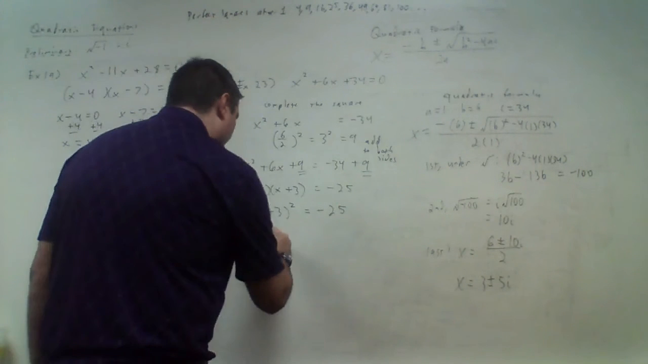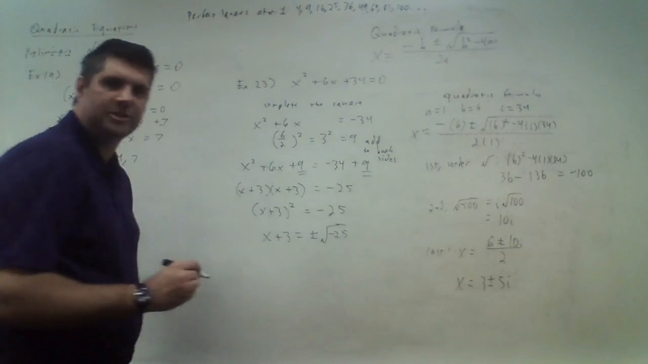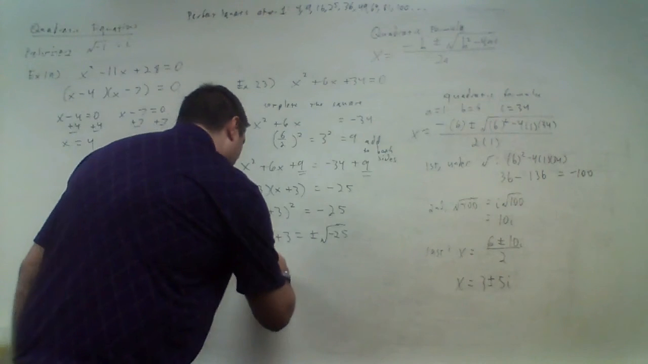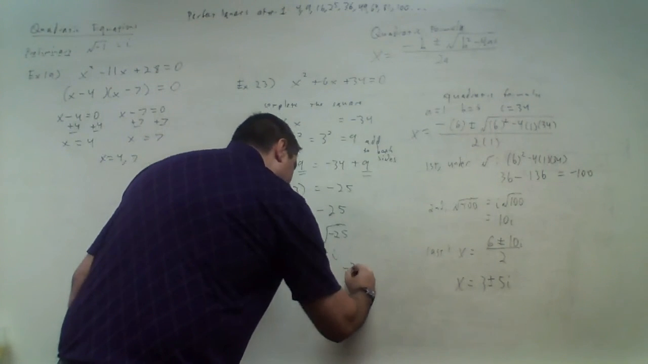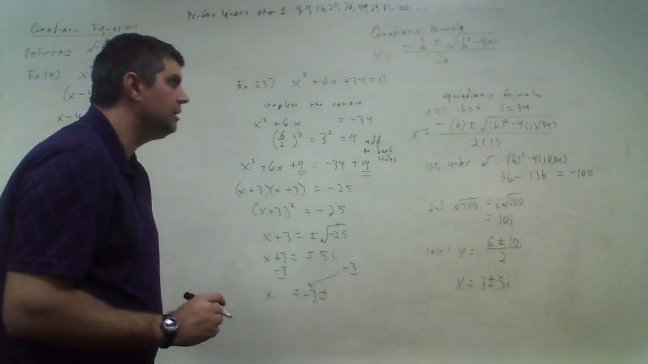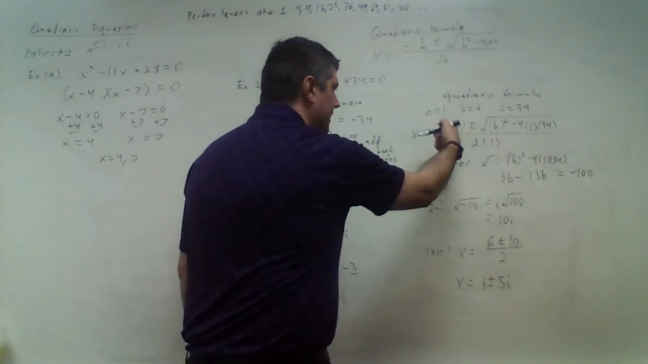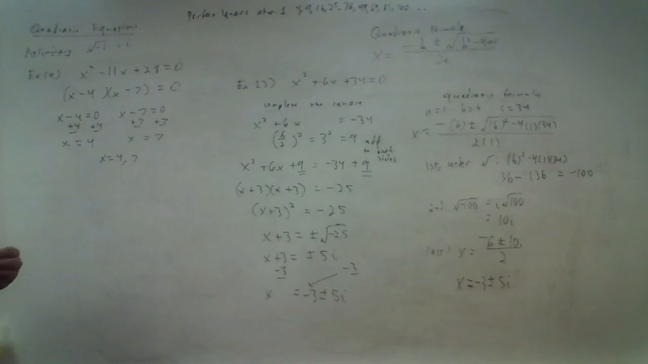So x plus 3 itself equals plus or minus the square root of negative 25, which is just plain and simple 5i. Subtract 3, subtract 3. Put the real component first, the imaginary component second, which means back over here, see that minus? I missed it. Sorry. Okay? And ladies and gentlemen, that's it. Okay?